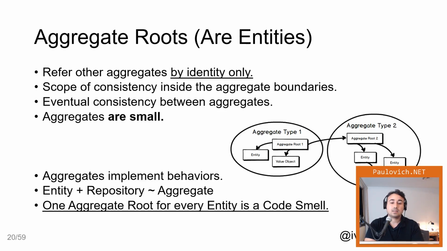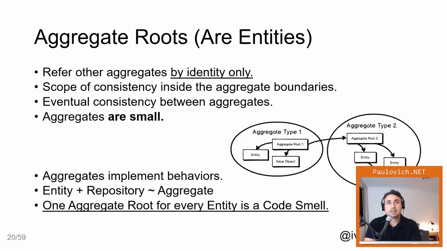And aggregate roots are a kind of entity. But this aggregate root controls the consistency inside the aggregate boundary. And one intent of the aggregate root, or one constraint, is to create aggregates that are small, because it's hard to keep consistency of larger clusters of entities. So aggregate roots are a cluster of entities, but this cluster is small.